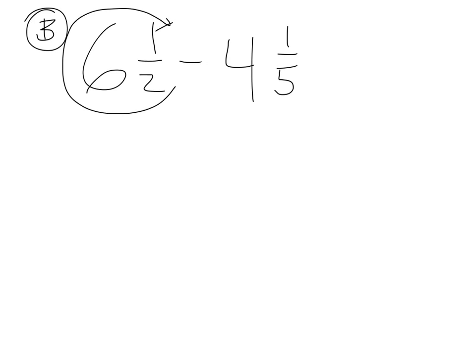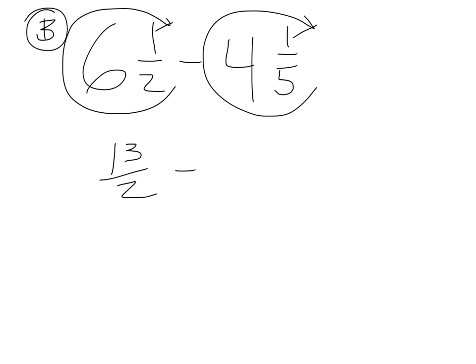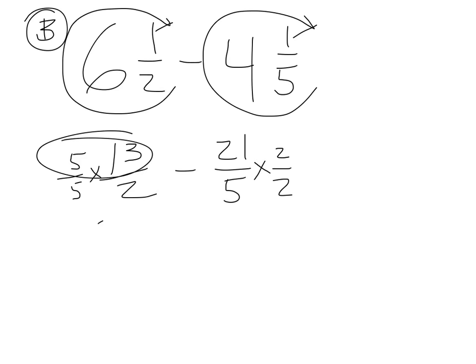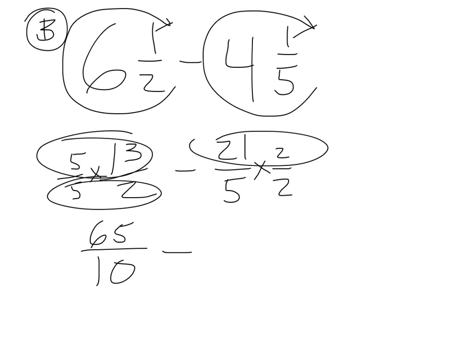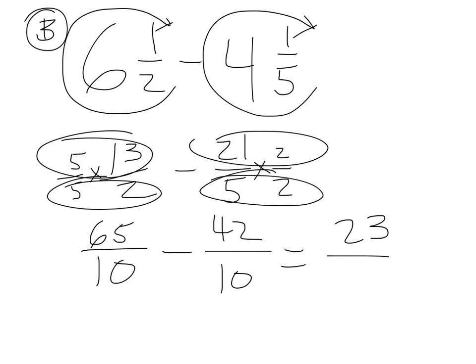Here's B, 6 1/2 minus 4 1/5. Let's do the C. Here you get 13/2 minus 21/5. Let's get common denominators. Timesing by 5/5 on one and 2 over 2 on the other. 13 times 5 is 65 over 10 minus 21 times 2 is 42 over 10. Go ahead and subtract. 65 minus 42 is 23 over 10.